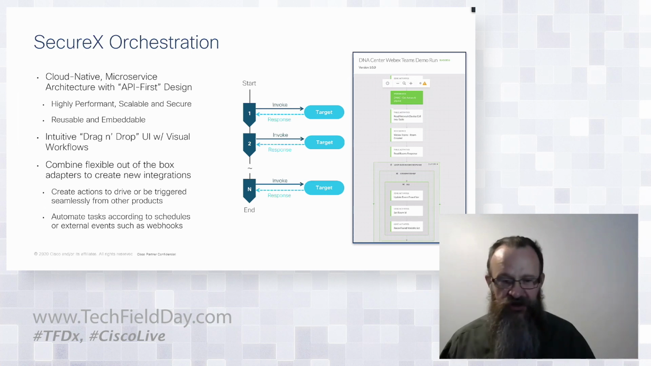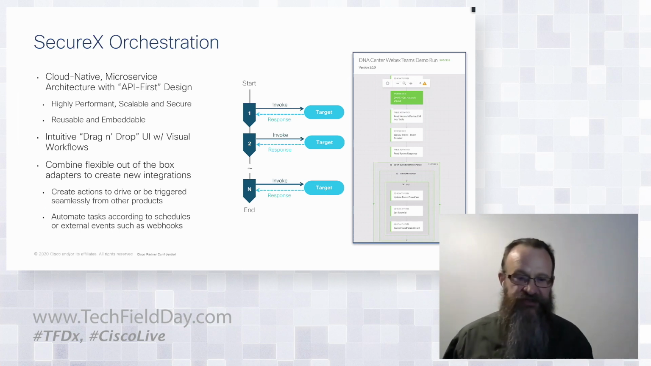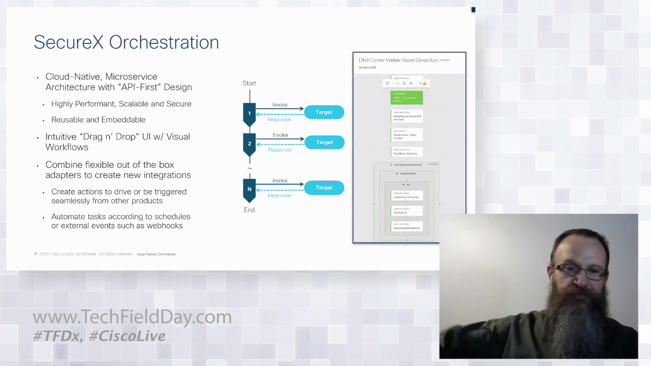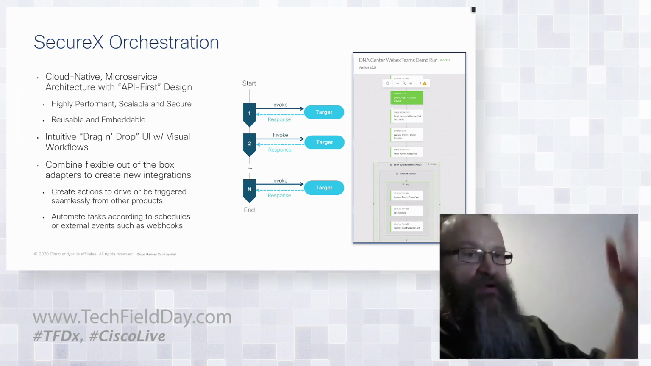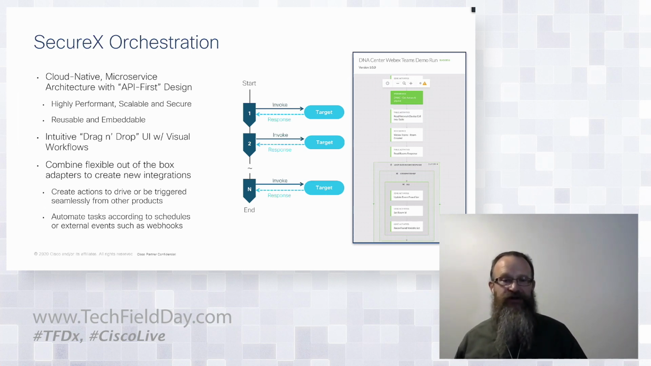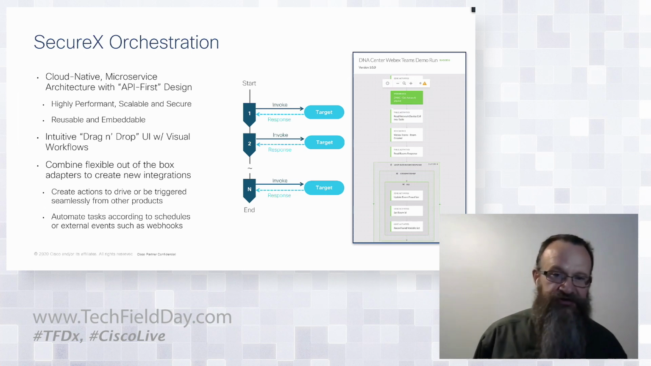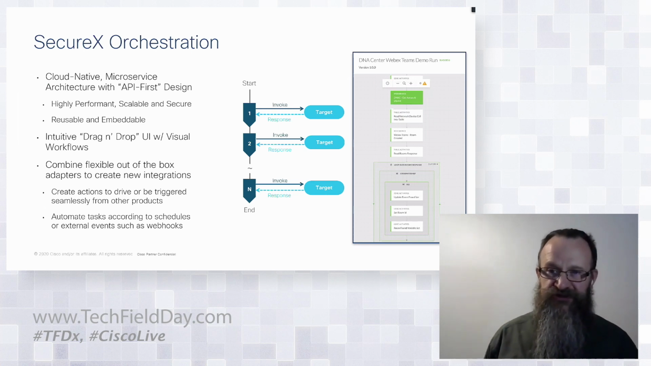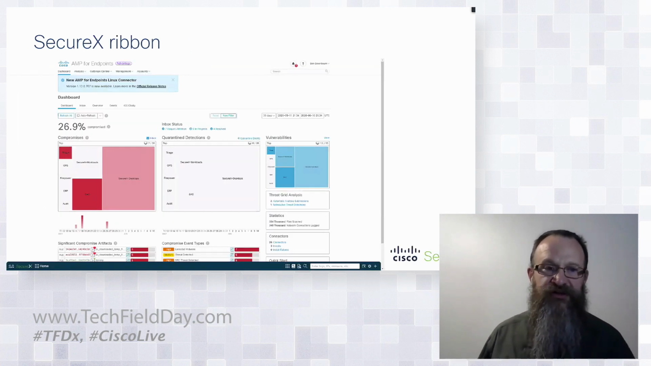Get me this information from a security product, and then check for something about that in this other security product, and then talk to my Windows boxes and do a thing, and then post a message in WebEx Teams. You can be all over the place. And you can automate tasks according to either schedules or external events. You can tie in webhooks. There's all kinds of ways to kick these things off. We'll see more about orchestration in the demo.